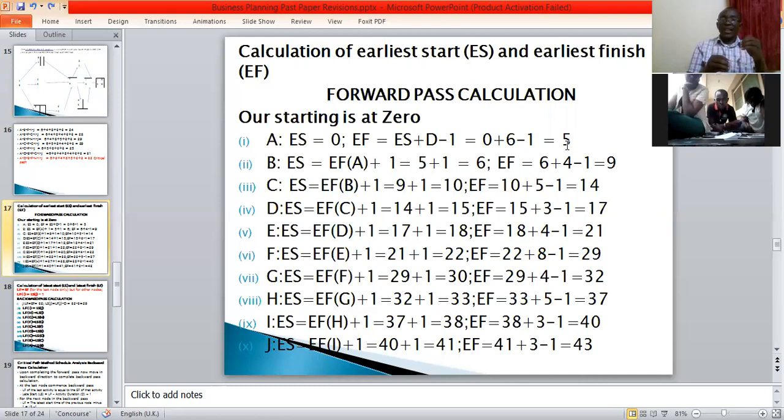So once activity A finishes earliest at 5 months, you are able to start activity B immediately. So activity B earliest start is earliest finish for activity A plus 1. So the earliest finish for activity A is 5 months. Then we add 1, it gives us 6 months.